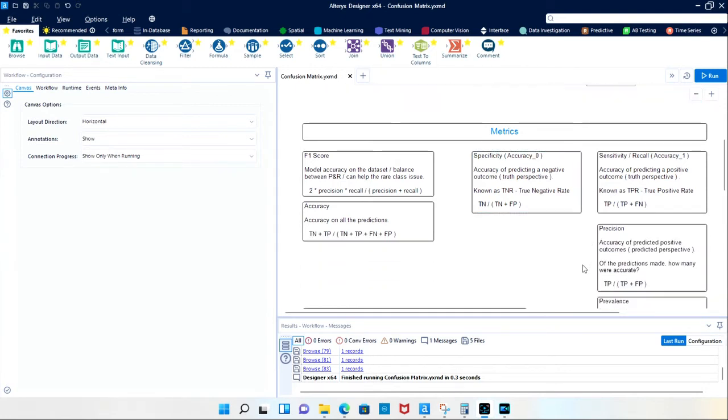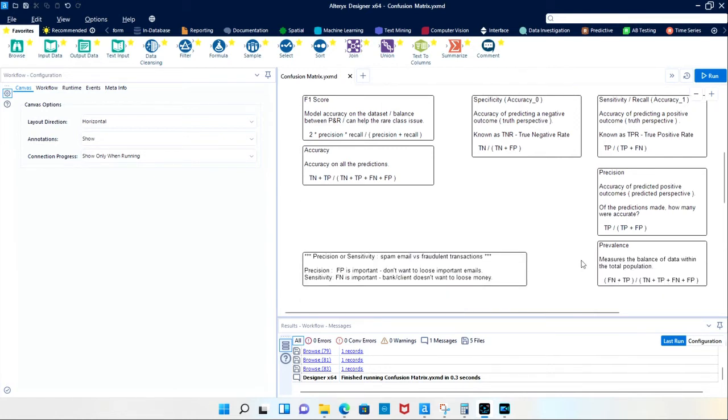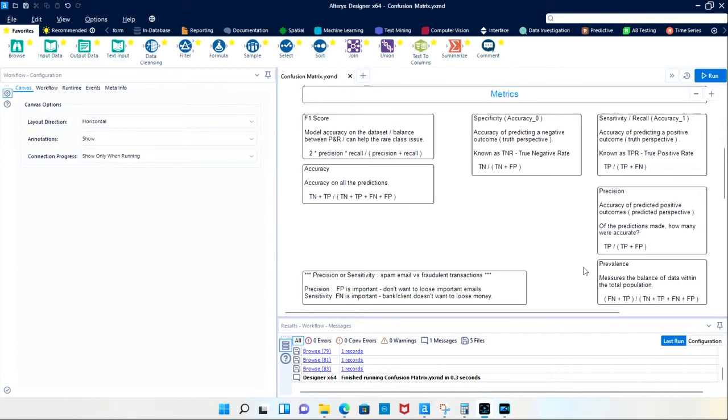Precision is another way of saying that of the predictions made, how many were accurate. And then last we have prevalence, which at least I haven't come across often, if at all, but it is a measure of the balance of the data within the data set, the population.